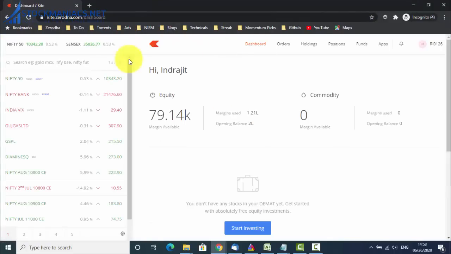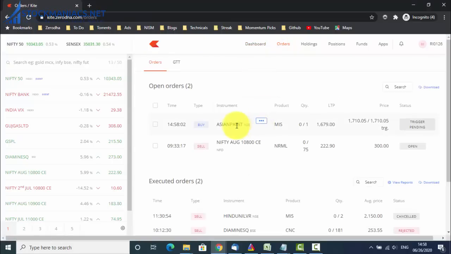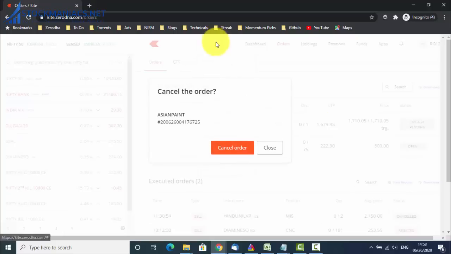So I am opening Zerodha Kite. You can see this is my dashboard. Let me go to the orders. You can see here the Asian Paint buy order, MIS SL buy order, and the status is trigger pending. You can see that directly from the open range breakout page, the order is being placed on the Zerodha Kite. So right now I am cancelling.